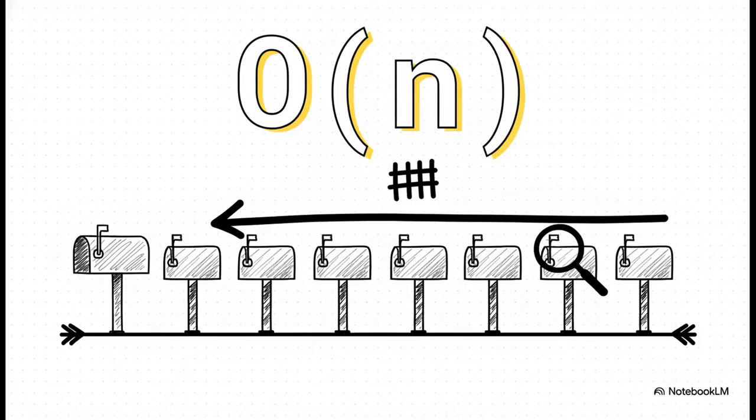But here's the trade-off. What if you want to add a new mailbox right at the beginning of our street? You can't just plop it down. You have to physically pick up every single other mailbox and shift it one spot over to make room. This is what we call an O(N) operation. The time it takes is directly related to N, the number of items in the array. The bigger the array, the longer it's going to take to shift everything.